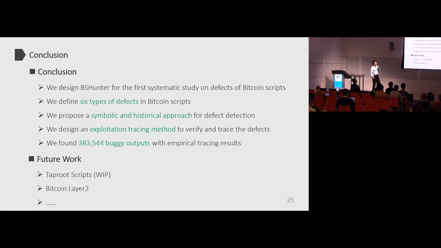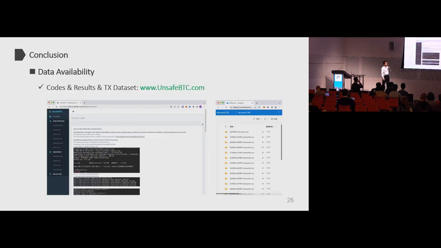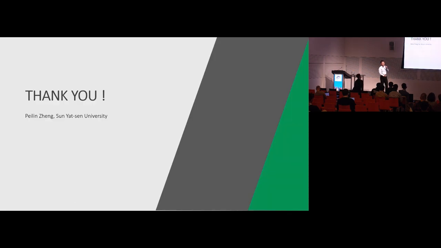So the conclusion is that we designed BSHunter as the first systematic study on Bitcoin script defects. And we define six types of defects. We proposed a symbolic method and an exploitation tracing method. And we found some outputs with the empirical tracing result. As for future work, we think we may be able to apply our work to Taproot scripts, which is a recent soft fork of Bitcoin, and to some Bitcoin layer 2 research. And also, the code and results are provided on our website. And if you are looking for a transaction data set, it is also available. So thank you.